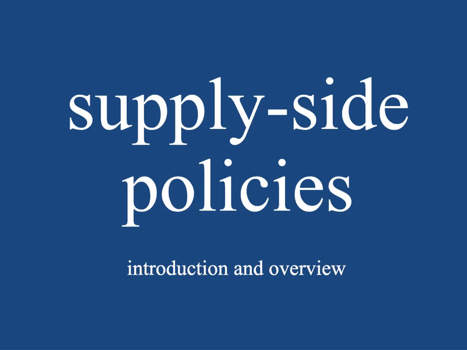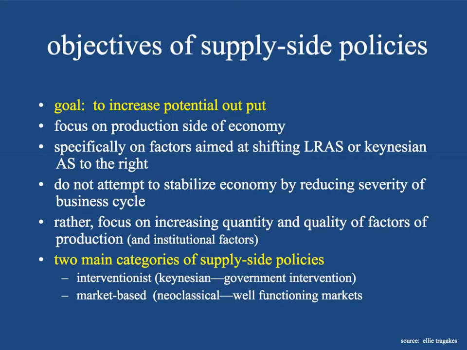Well, let's take a look at the supply side policies that governments might use in order to achieve the macroeconomic goals that are so important for governments to try to achieve. Let's take a look. Well, first of all, what are the objectives? The objectives of supply side policies is to affect ultimately the ability to produce more output. So the goal is to increase potential output.